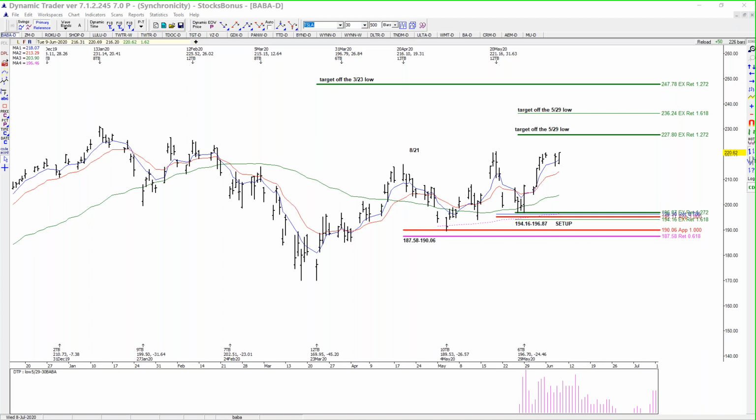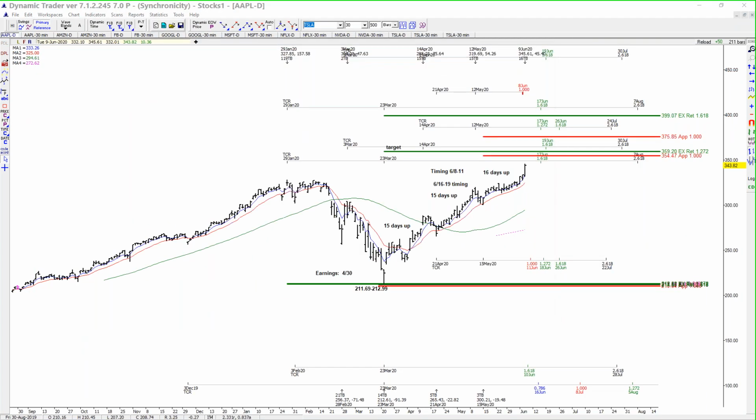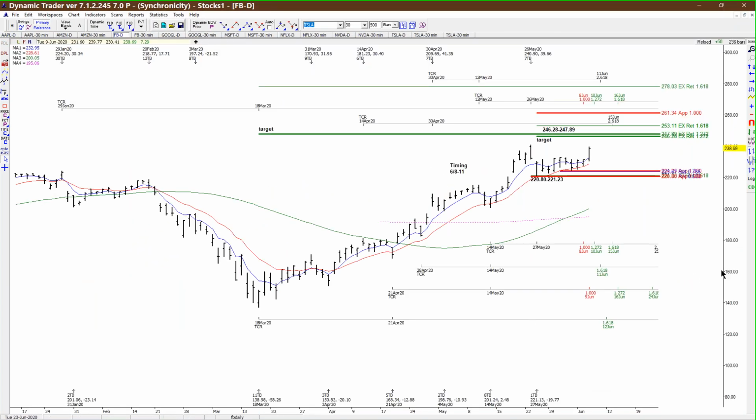But there's definitely a way to kind of decide for yourself. And I'll give you some good examples with some of the recent trade setups. Because, for example, in, let's say, Facebook.